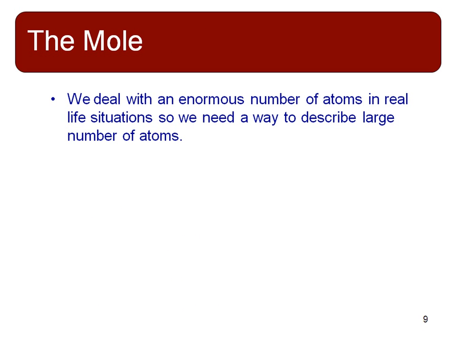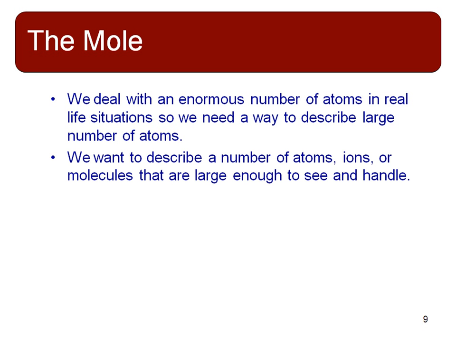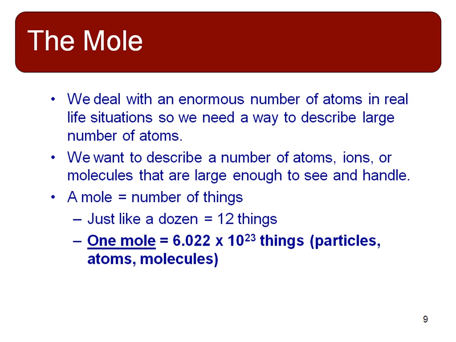So the mole. The point of Section 5.1 is about the mole. What does this mean? You may have heard this in previous chemistry classes and so forth, but what does this mean to us? In chemistry, we have to deal with an enormous number of atoms in real life situations. So even in a small flask, there are thousands of atoms in that flask. And so we need a way to describe a large number of atoms. And so we do this by using the mole.